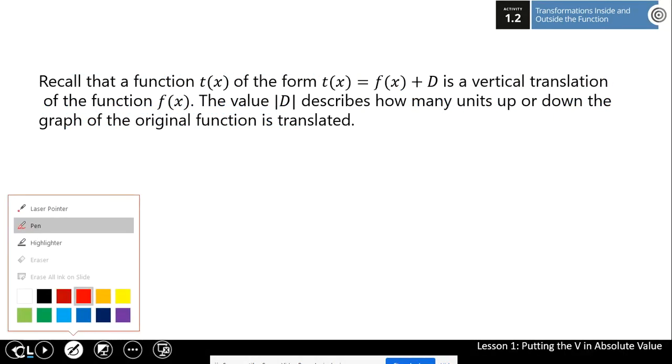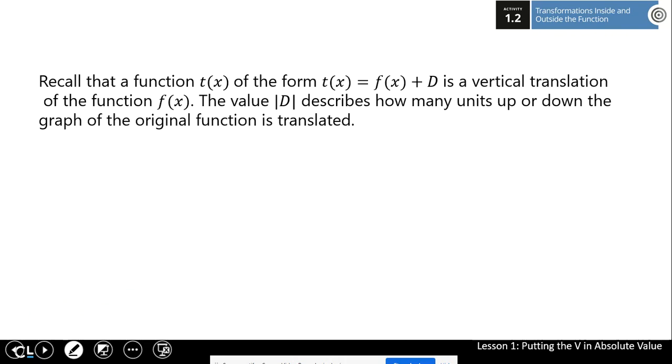So here's also a very important statement. Recall that a function t of x of the form t of x equals f of x plus d is a vertical translation of the function f of x. The absolute value of d describes how many units up or down the graph of the original function is translated.